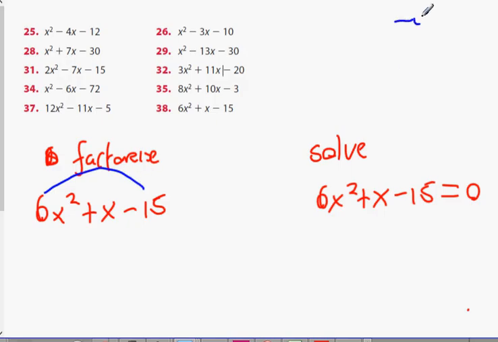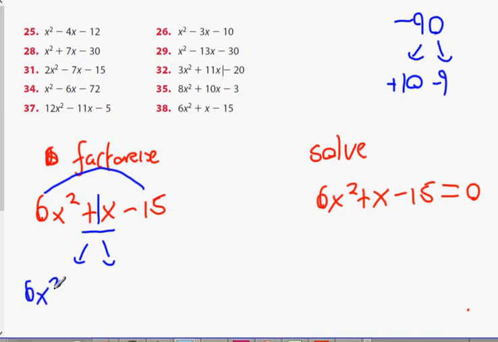Minus 90. Break up minus 90 into two numbers that multiply together to be 90, but yet their difference is the middle number. 10 and 9. 45 and 2 has a difference of 43. It's okay. Now guys, which one should be minus, which one should be plus? Plus 10 minus 9. Is everybody still with me? Now, you change this into 6x squared plus 10x minus 9x minus 15.